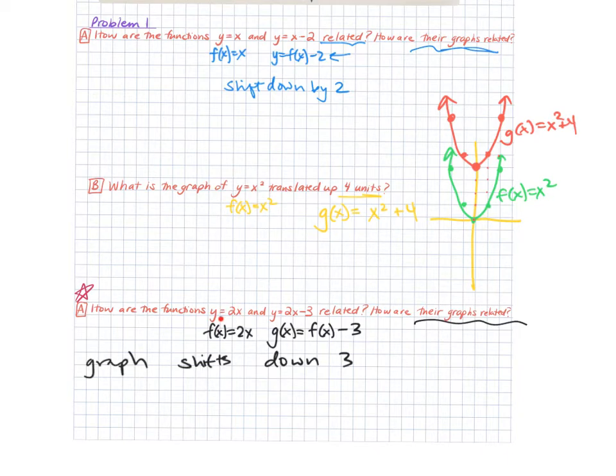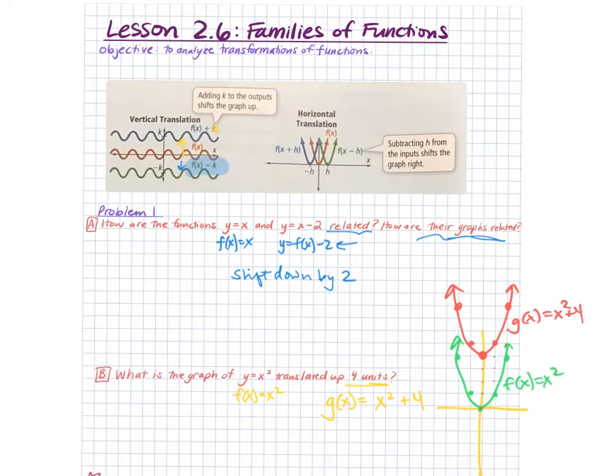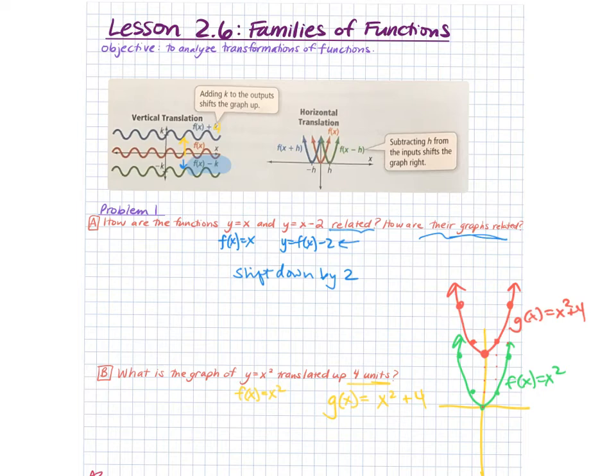Okay, so you see here, my f of x is x squared, 2x, and it's just minus 3 after that. That means the graph shifts down 3, because you're subtracting a number. We have our function and we're subtracting 3 at the end there.